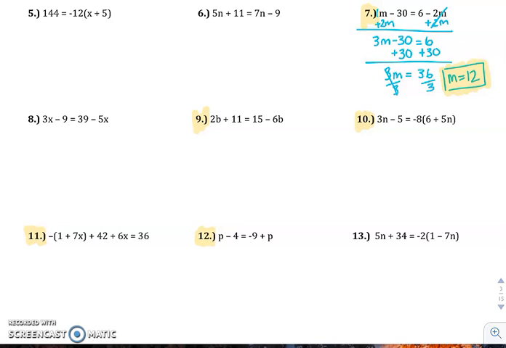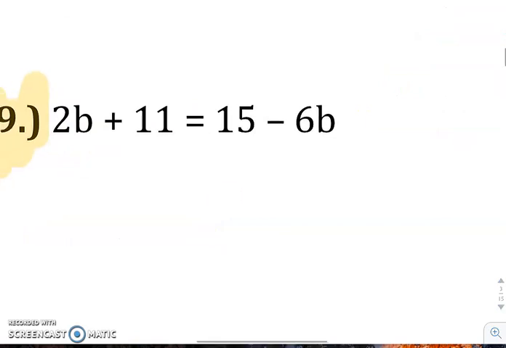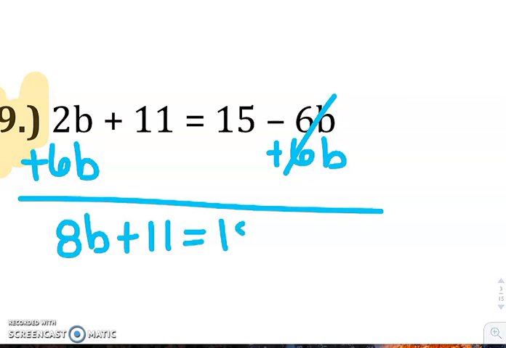Number 9, 2b plus 11 equals 15 minus 6b. So again, we have b's on both sides, and we need all the b's to be on one side. So let's add or move that 6b term. So we can't just do it on the right. We need to also do it on the left with the like terms there. So it cancels out over here. We get 8b plus 11 equals now just 15 on that right side. Still trying to get the b by itself, the variable by itself, so we need to move that 11 over. It's plus 11. So we are going to undo that by subtracting.